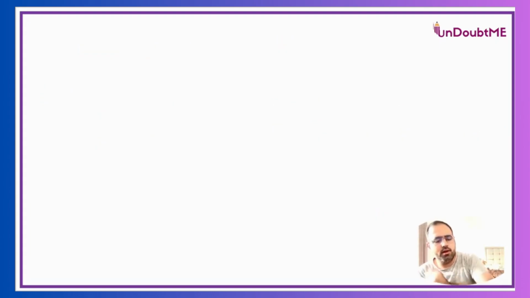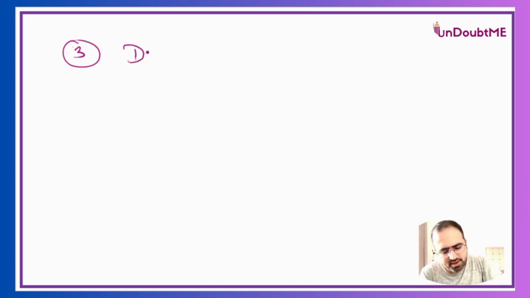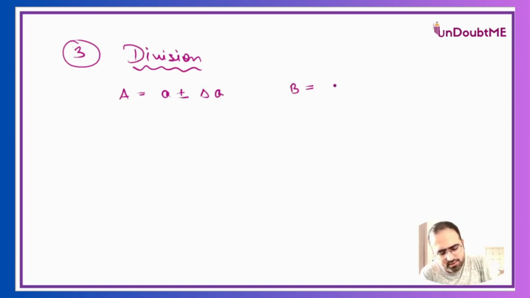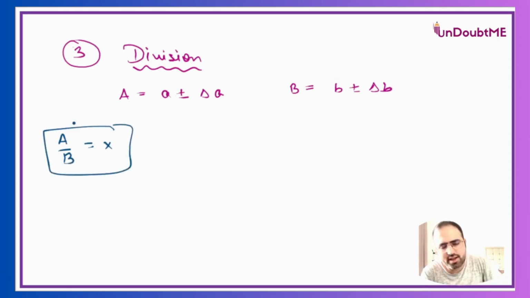All right. Now the next case is if you have any quantity of the type A by B, which means division. Let's say there is one quantity A, which is A plus minus delta A, and another quantity B, which is B plus minus delta B. If you are finding A by B, let's say A by B is equal to X, for example.